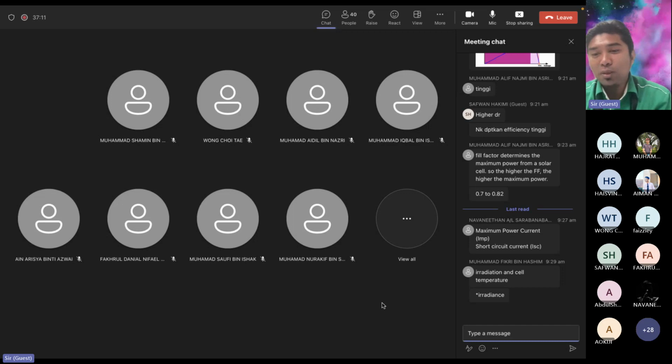These are two different things, irradiation and irradiance. When we use the wrong term, you may not know you are using the wrong term. Maybe for you that's the correct term, but for me, since I know the difference between the two, I would consider irradiation wrong. So it should be irradiance and cell temperature.